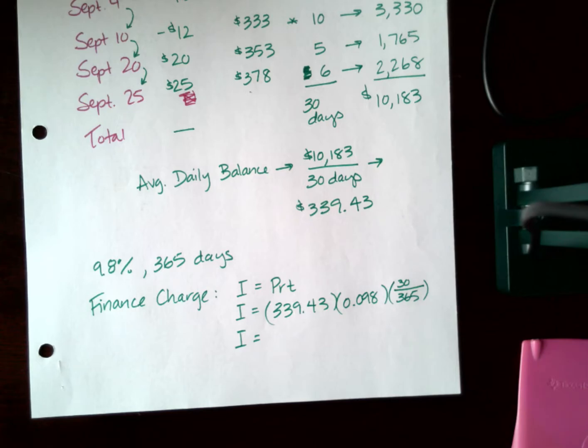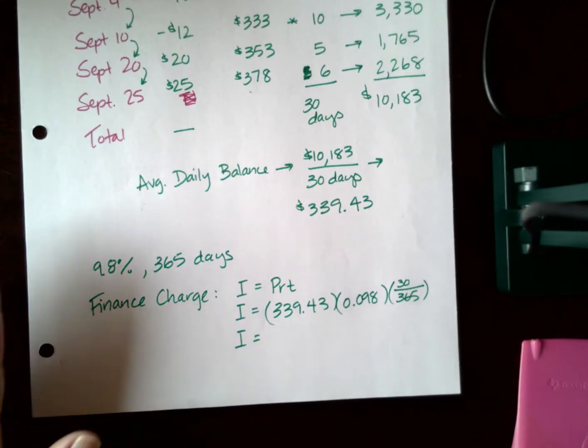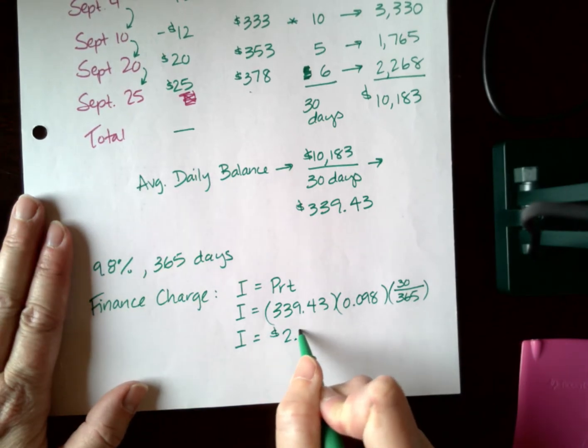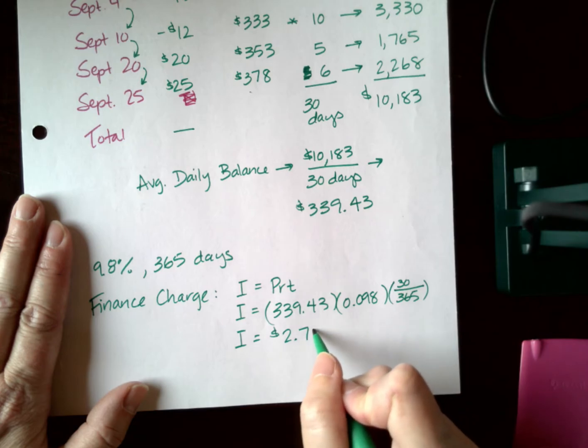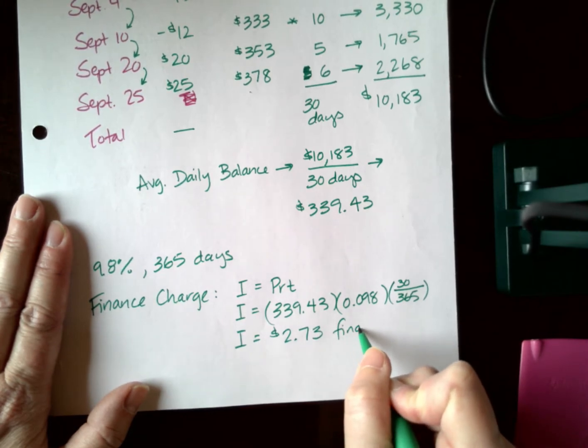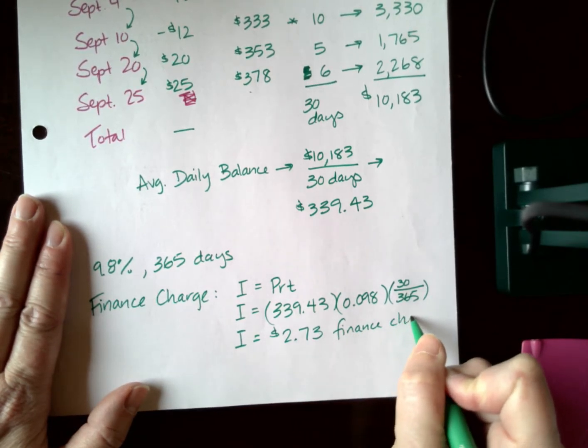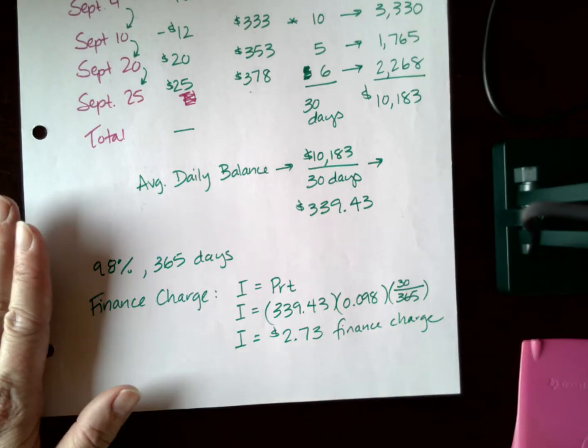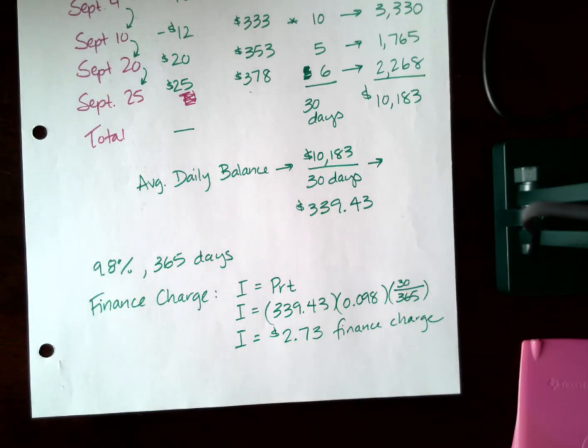So then a little bit of typing, 339 and 43 cents times the percentage rate times 30 out of 365. And if I round this to the nearest penny, $2.73 is what her finance charge is looking like for the month. So that'll be like a line item on her bill. It'll say finance charge or service charge, $2.73.